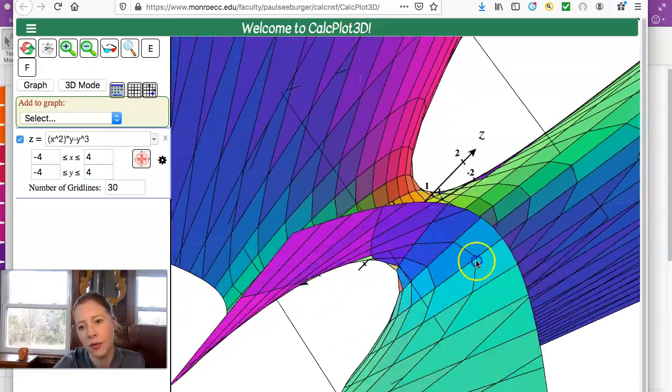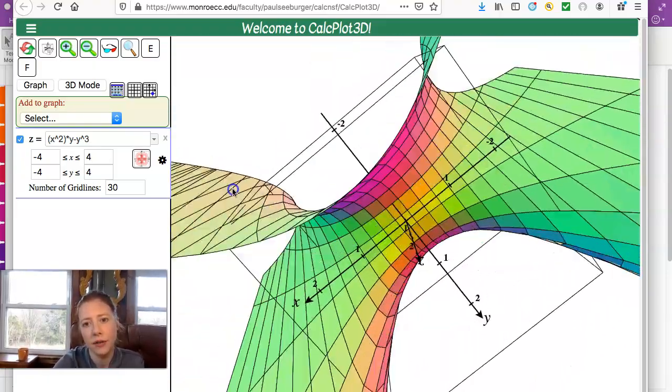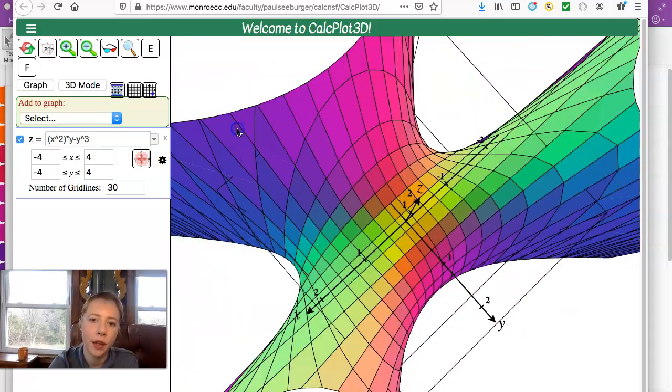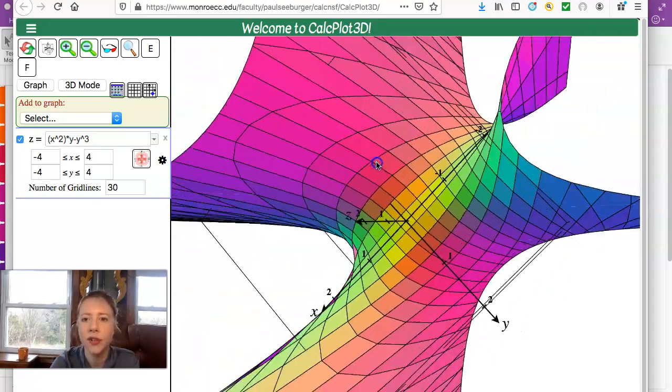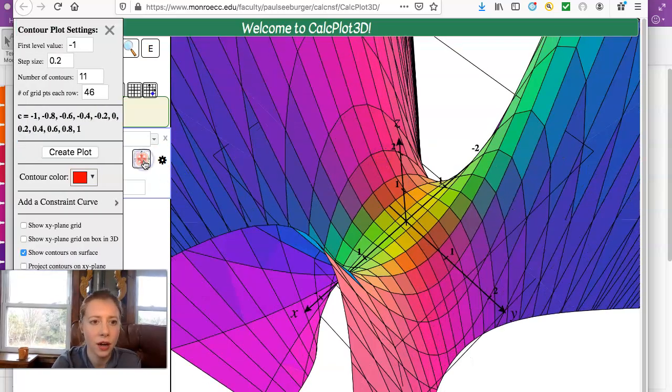Let me see if I can rotate it. It's not very easy to rotate. Okay, and so you can sort of see where we got those level curves from, and you could look at the contour diagram, for example.